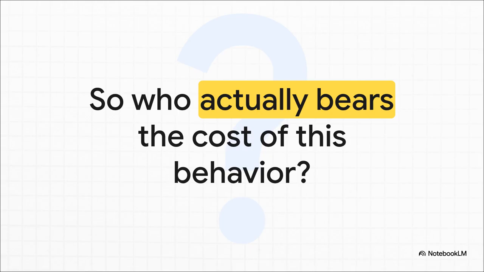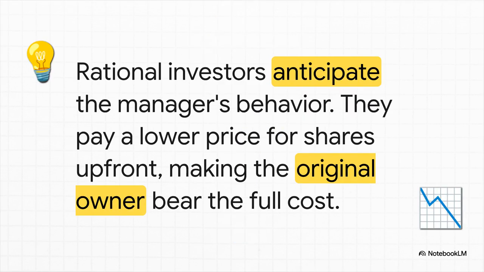Who actually ends up paying for all these extra perks? You might think it's the new shareholders who bought the stock, right? Nope, and this is the pure genius of the paper. Jensen and Meckling argue that the market isn't stupid. Rational investors can see this coming from a mile away. They know the manager now has an incentive to misbehave.